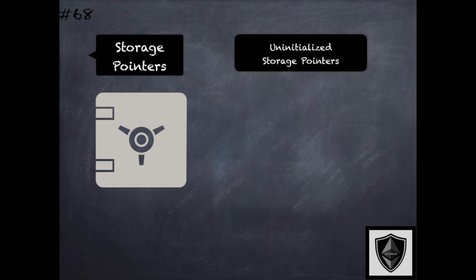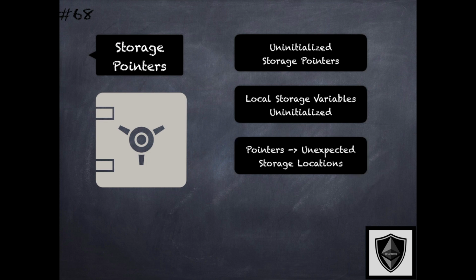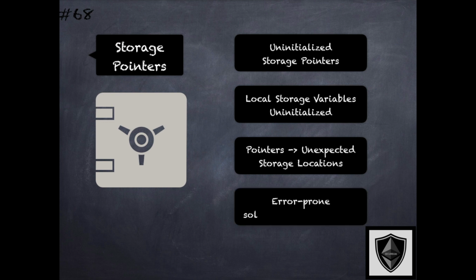There is a security pitfall related to the use of uninitialized storage pointers. Local storage variables that are uninitialized can point to unexpected storage locations within the contract. This, as you can imagine, can lead to developers unintentionally modifying the contract state, which can lead to serious vulnerabilities. Given that this is so error prone, Solidity Compiler 0.5.0 started disallowing such pointers.